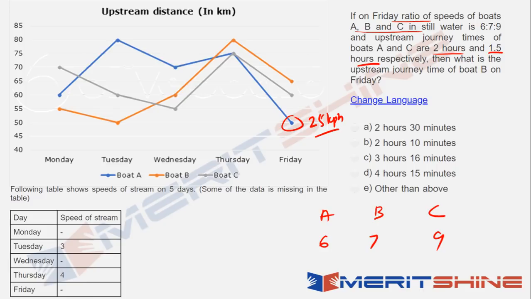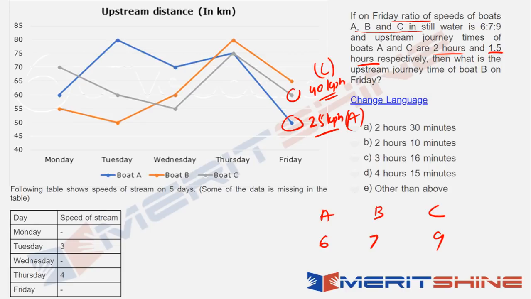Boat C, how much distance does it cover? This is this thing, 60. So 60 by 1.5, it's 40 kilometers per hour. So you get the upstream speeds for boat A and boat C. This is for A and this is for C. Now, you can get the upstream speed for anything here. What you need is the upstream speed for boat B.